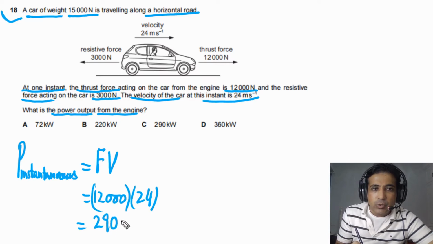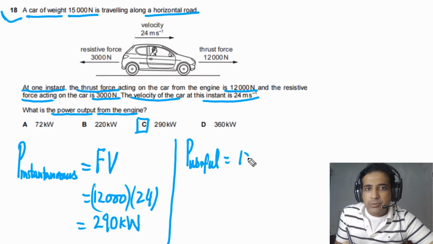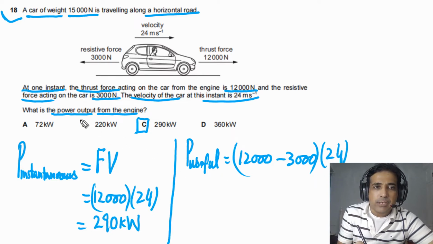290 kilowatts. So this one is the final answer. So the answer for this question is C. But the confusing part is that most of the students calculated P useful in the exam. That is equal to 12,000 newtons minus 3,000 newtons times the speed of the car, and most of the students got answer B.